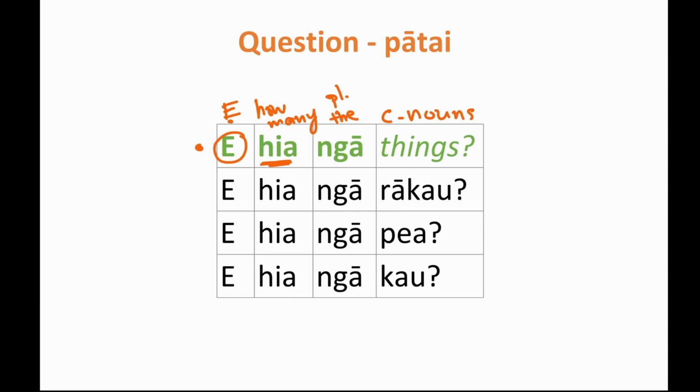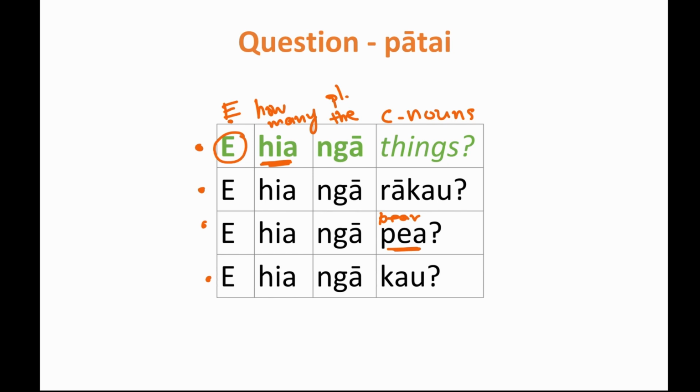Alright, let's go over the first example. E hia ngā rākau. How many trees are there? E hia ngā pea. How many pears are there? Now, pea has several meanings, and one of the other meanings is bear. So, context matters. Last one. E hia ngā kau. E hia ngā kau. How many cows are there?